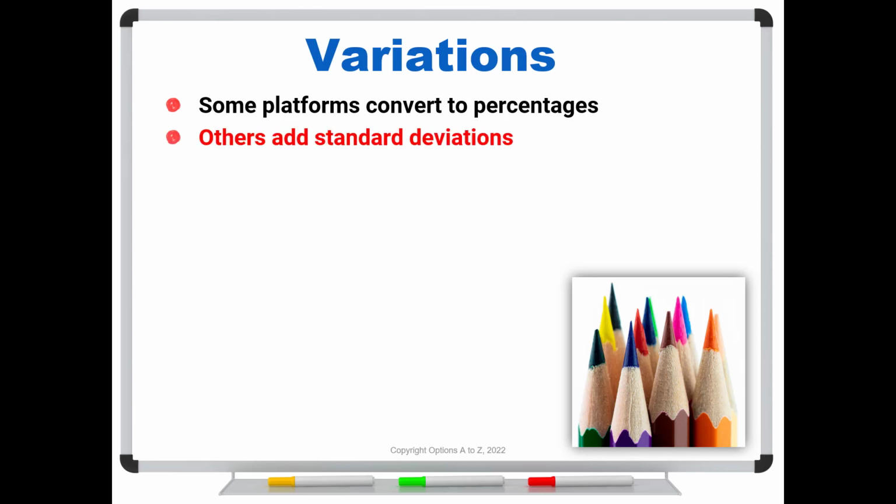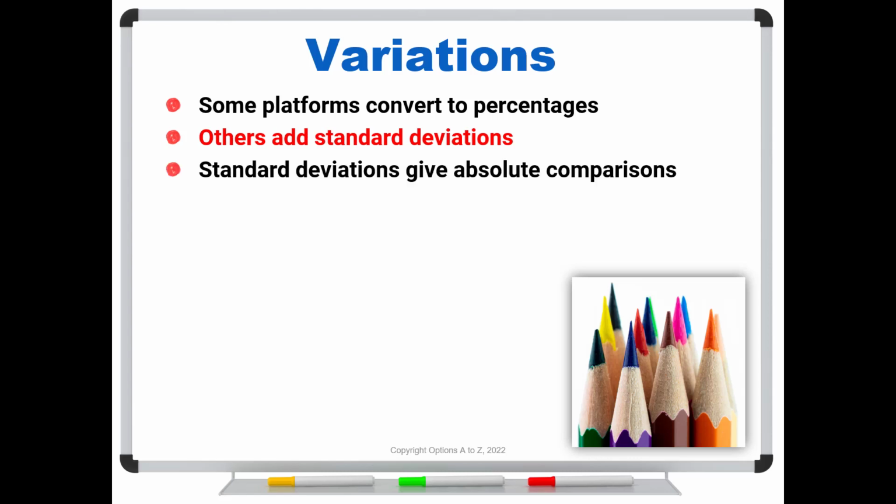Now, others will add standard deviations, and to me, this is really important because standard deviations give you absolute comparisons. For some stocks, a 10% increase might be pretty big if it doesn't really have a lot of variation in the volume, whereas other stocks, 10% might be absolutely nothing. So this is why you'd have to be careful about comparing stock A that has a relative volume of 1.1 to stock B with a relative volume of 1.1.